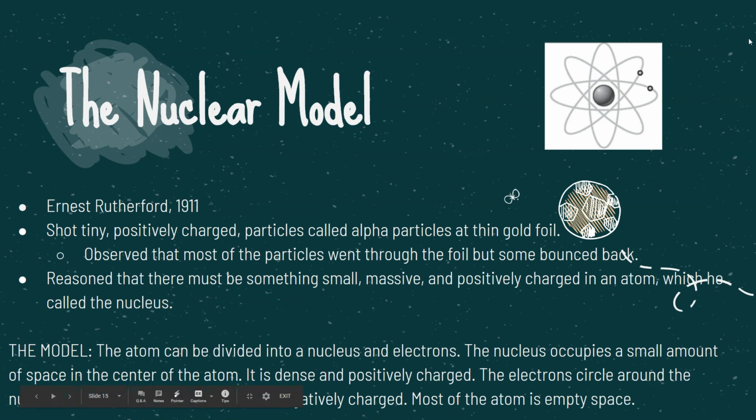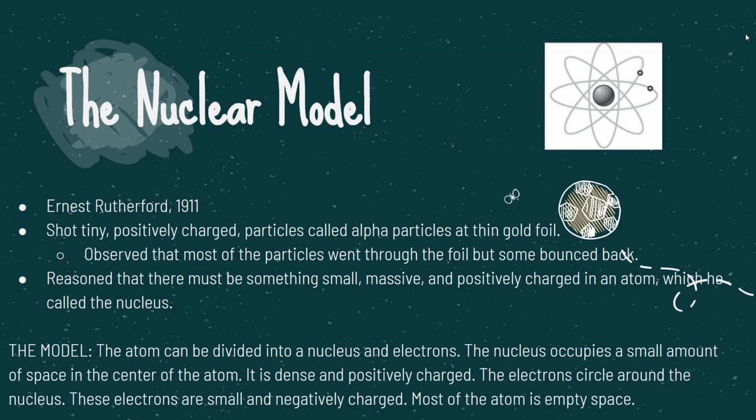The nuclear model, here is another one. This was Ernest Rutherford in 1911. You'll notice I have this going from furthest away to the most recent. Ernest Rutherford, he was from New Zealand. He shot tiny positively charged particles, which he referred to as alpha particles, at thin gold foil. You would have seen that in the video when you did your atomic theory timeline research. He observed that most of the particles went through the foil, but some of the particles bounced back.